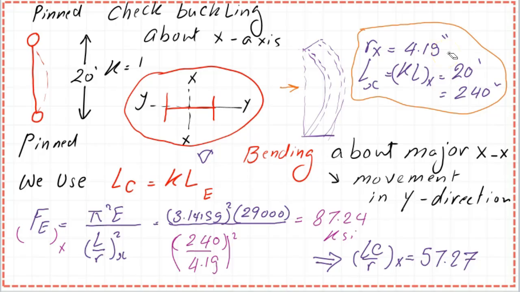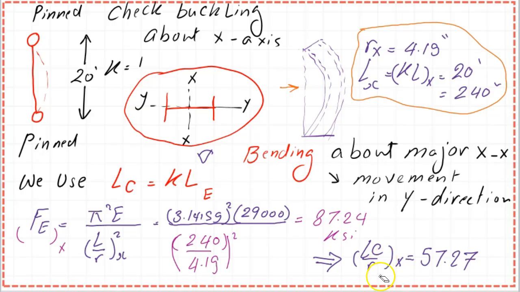We have two options to solve that problem. The first option is to determine L sub C over Rx in the x direction and L sub C over Ry in the y direction. We take the bigger value out of these two values. Then we refer back to the Euler graph and check whether the bigger value of L sub C over Rx or L sub C over Ry is bigger or smaller than the corresponding L sub C over R for the yield stress of 50 or not. This is our first step.